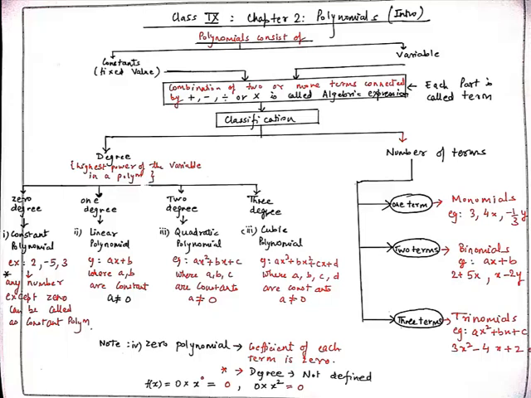Now, one more important thing, students. What is a zero polynomial? In a zero polynomial, the coefficient of each term is 0. And we cannot find the degree of any zero polynomial. For example, if it is 0 into x to the power 0, we will always get 0. If it is 0 into x square, again we will get 0. So the degree is undefined. We cannot find the degree of a zero polynomial.